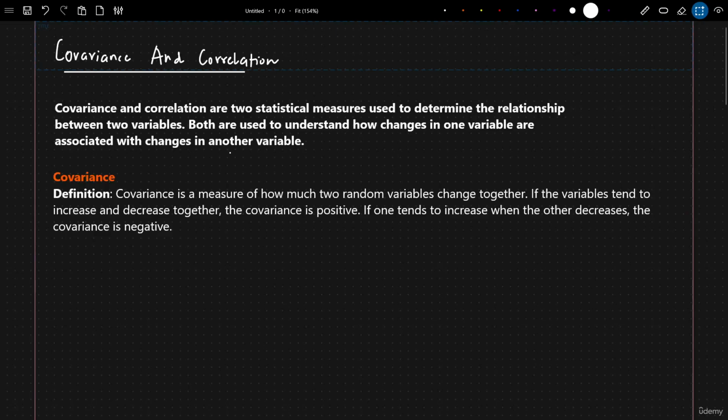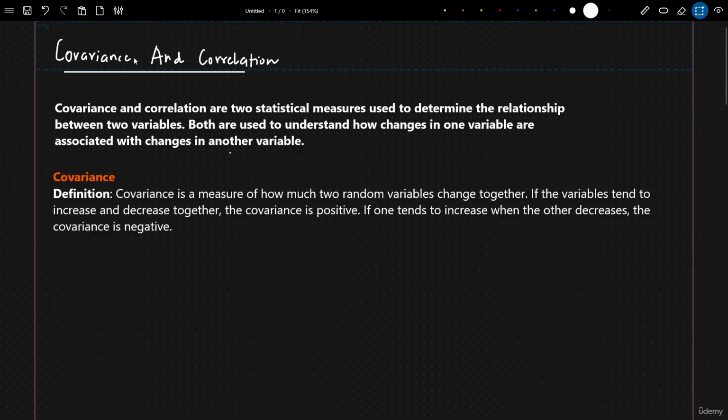Hello guys, so we are going to continue the discussion with respect to statistics, and in this video we are going to discuss a very important topic which is called covariance and correlation. In this video, the agenda will be that we'll try to understand covariance, what exactly covariance is used for. We will be seeing multiple examples.